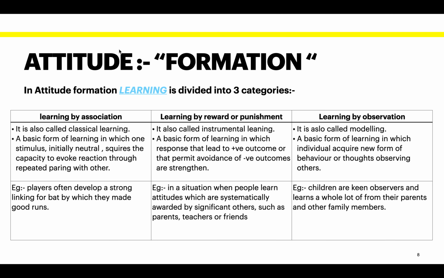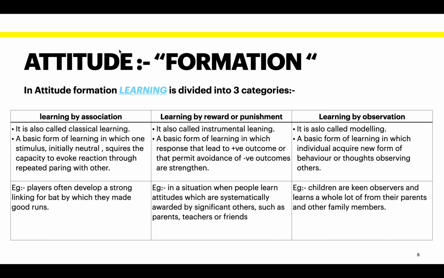Now coming to attitude formation. In attitude formation, learning is the first aspect, and it is divided into three parts: learning by association, learning by reward or punishment, and learning by observation.